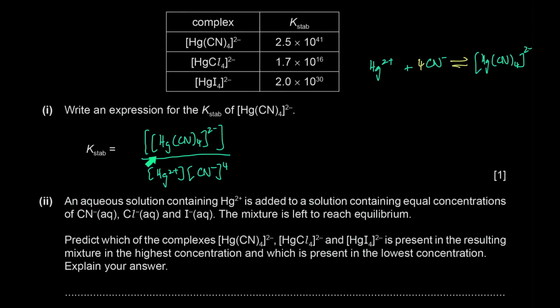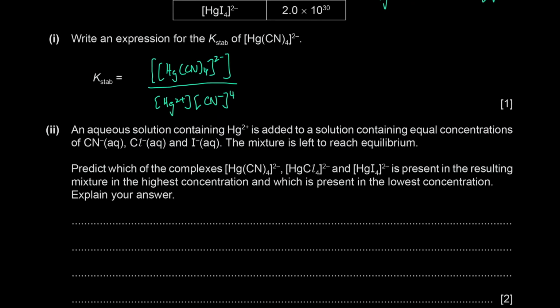Now, by definition, the stability constant is a ratio of the complex to its constituent ions. So in this particular case, the larger the stability constant, the more likely that complex is to form. You're starting with the same concentration of each of these ligands. And since the cyanide complex has the largest stability constant, this complex is the most stable or is the most likely to form in the mixture. So therefore, we're going to have the highest concentration for the cyanide complex since it has the largest stability constant. We're going to have the lowest concentration for the chloride complex because that has the lowest stability constant.